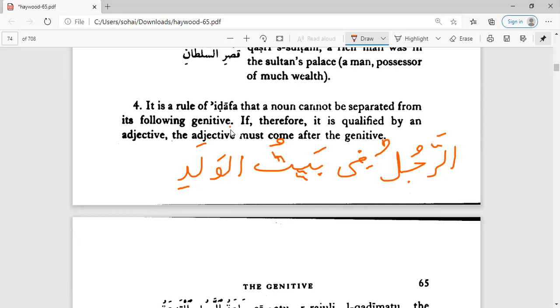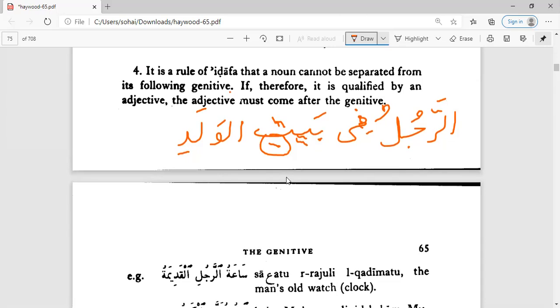But if there's fi before it, what's fi? Fi is a preposition. So when the noun comes after a preposition, it must go into what case? Genitive. So it becomes Baitil Waladi, Rajulu fi baitil waladi. Here it's mudaf, but it's not nominative, it's genitive.